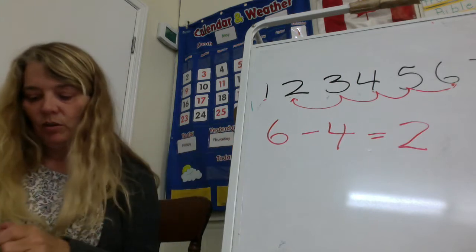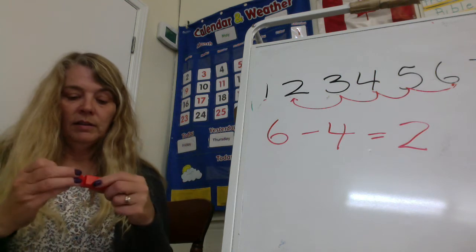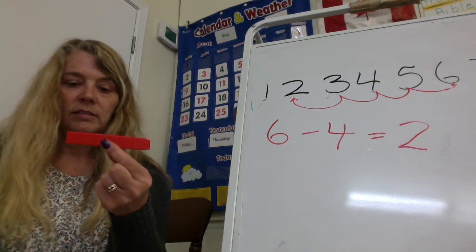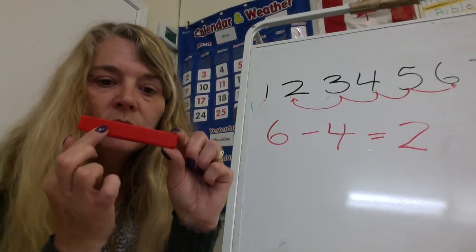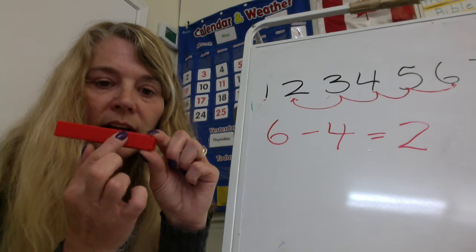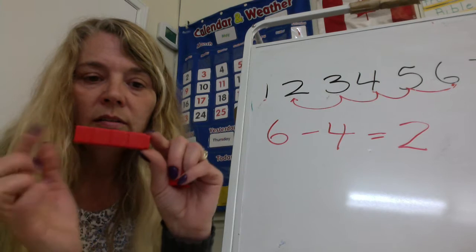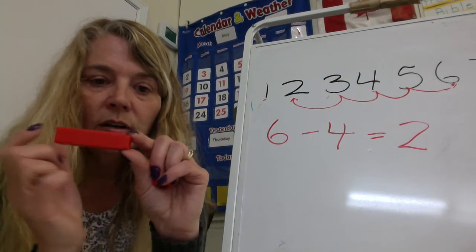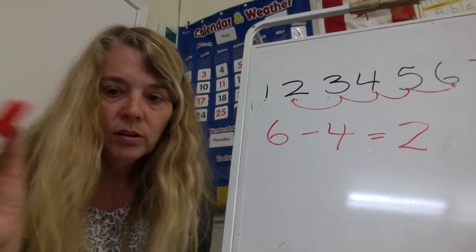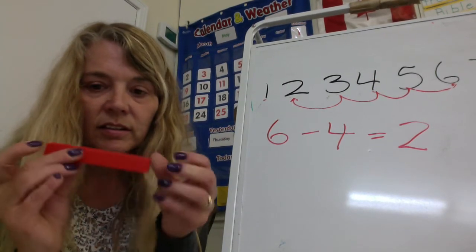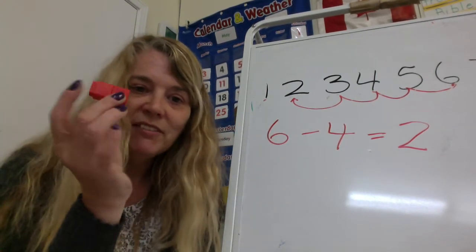Now let's check that out with our blocks. 6 blocks. Count them. 1, 2, 3, 4, 5, 6. Take away 4 of them. 1, 2, 3, 4. And what are we left with? 2. We had 6. We gave 4 to our mom, and we had 2 left.